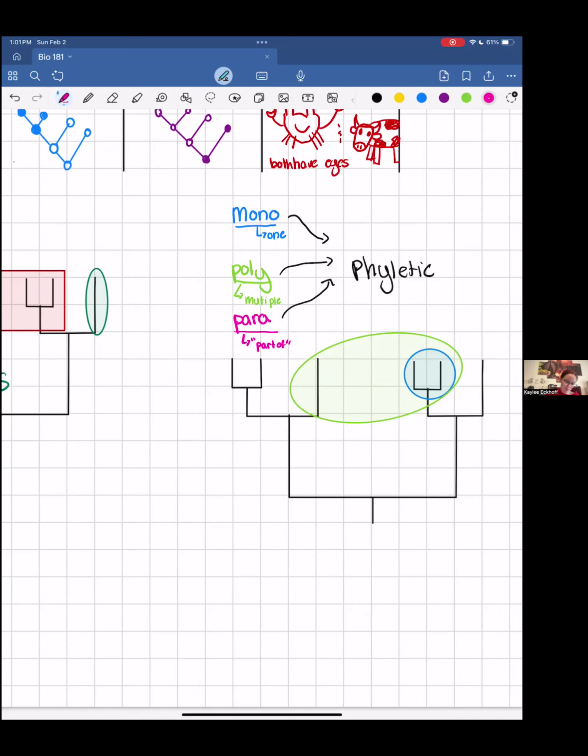And then para is just part of. So if we included this part of this without including both branches, that would be part of the clade. It's not the full clade itself.